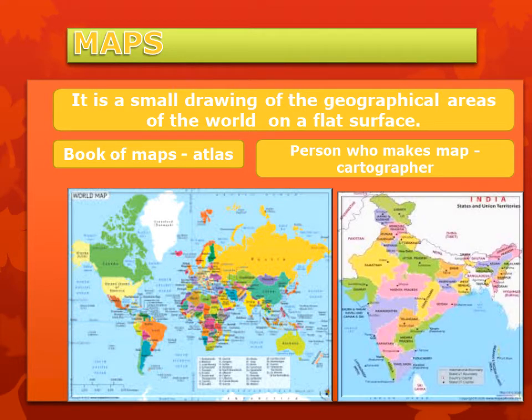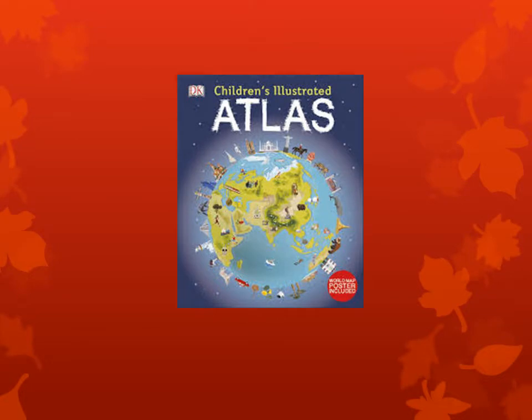Here you can see a map. This is a world map. This is also a map, and this is the map of India. Here you can see an atlas. Atlas is the book of maps.